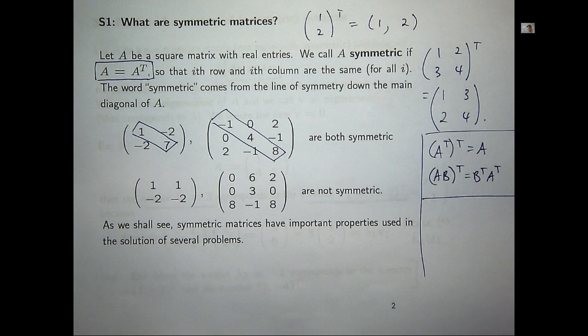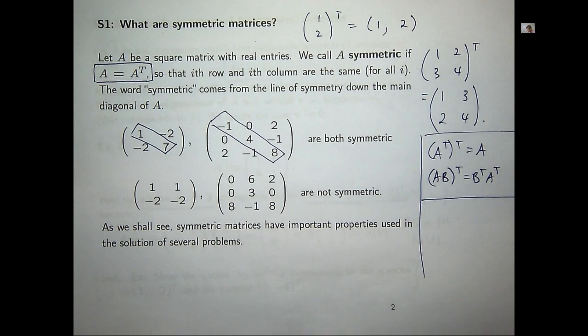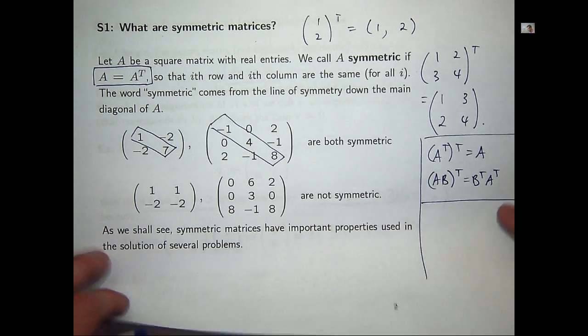Now, these are two examples of matrices that are not symmetric because there's no line of symmetry down that main diagonal. Now, symmetric matrices, like I said before, have important properties that we will look at and use to solve several kinds of different problems.